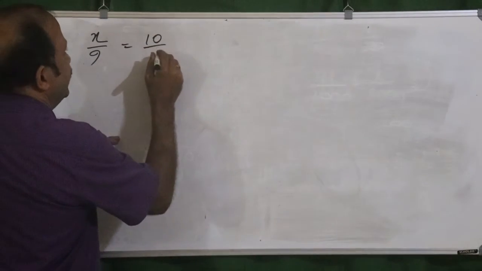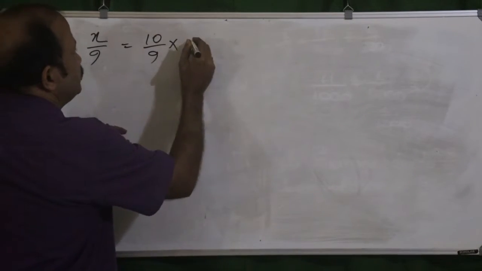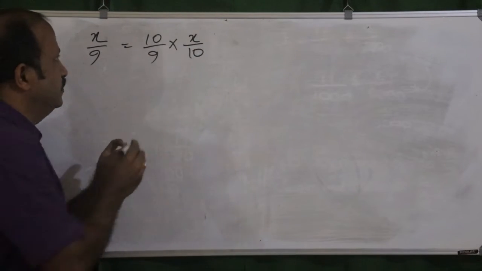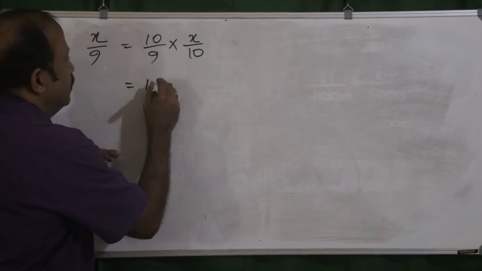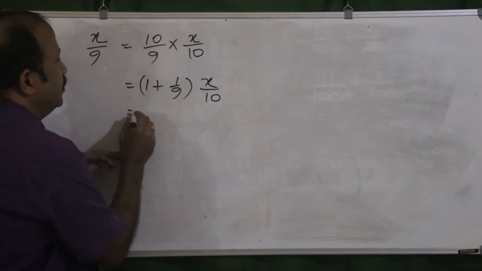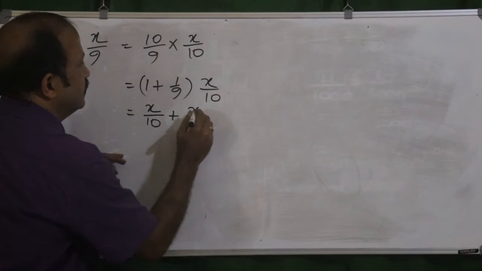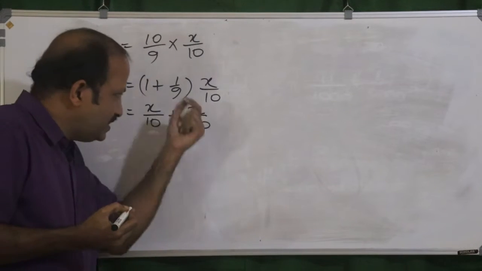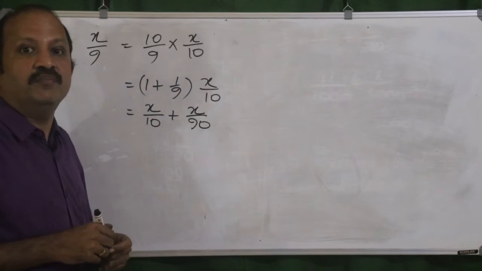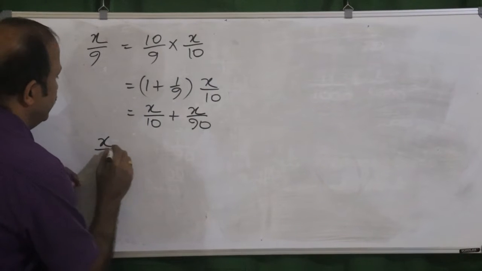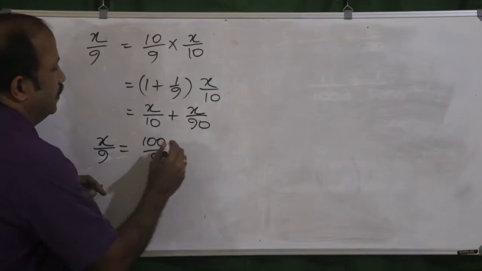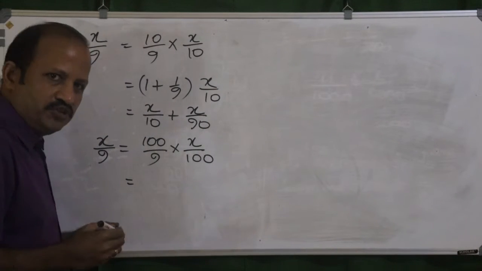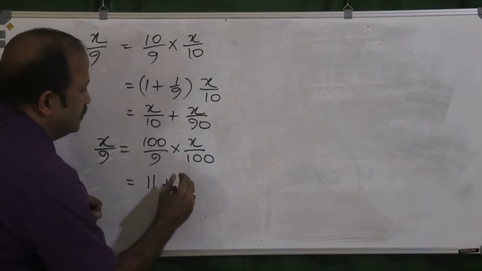Now x by 9 is 10 by 9 into x by 10. The 10s cancel, leaving x by 9. We already found 10 by 9 earlier: it is 1 plus 1 by 9, into x by 10, that means 1 into x by 10 plus x by 90. So the answer to how many 1 by 10s is x 1 by 10s, plus something extra. So we will find how many 1 by 100s there are. x by 9 is equal to 100 by 9 into x by 100. We already found 100 by 9, that is 11 plus 1 by 9.